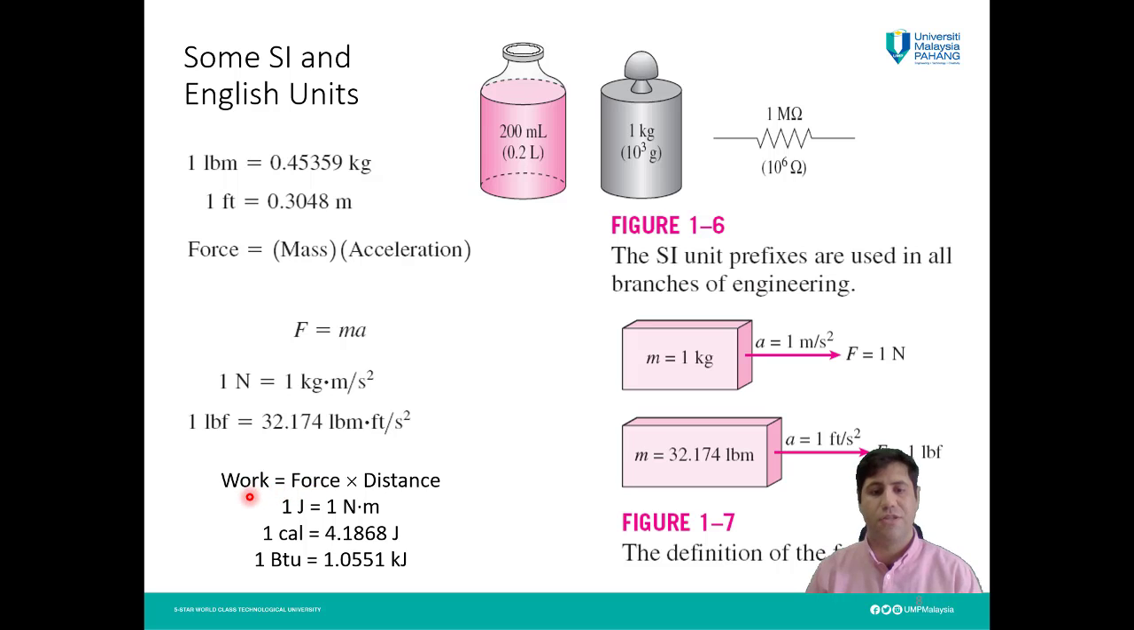And also you can see the unit for work, which, as you know from physics, is equal to force times distance. As I said before, the unit for force is Newton, and the unit for distance is meter. So the unit of work is Newton meter, or simply joule. So 1 Newton meter is 1 joule as the unit of work. We have other units for work like calorie, like BTU, and you can see the relationship between the joule and the other units as well.